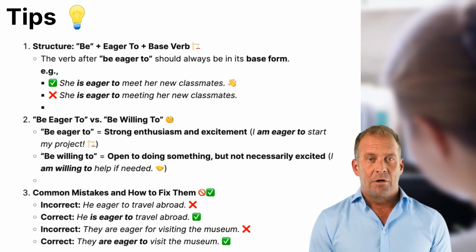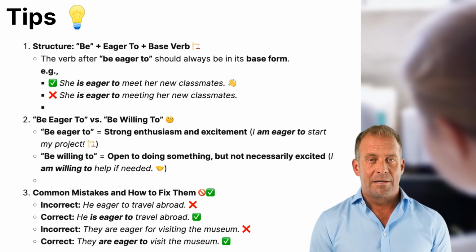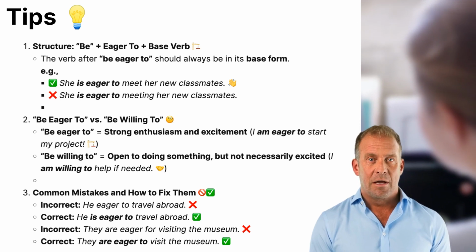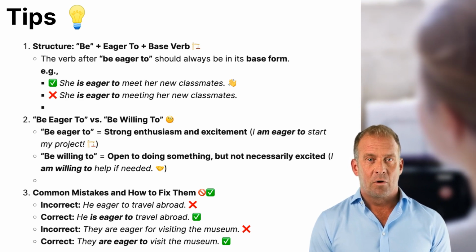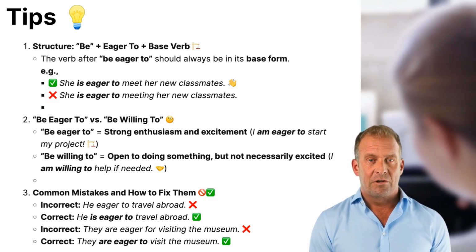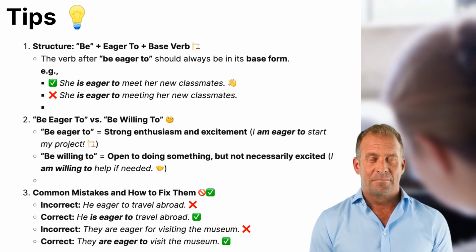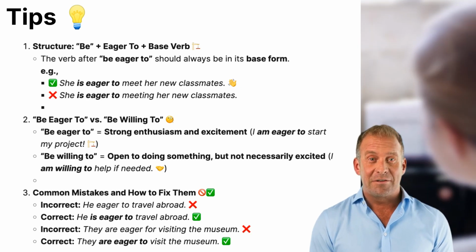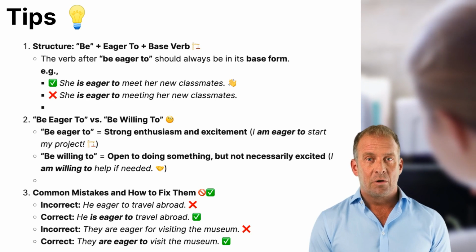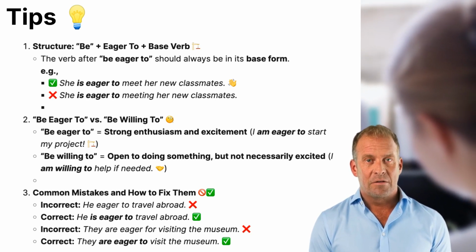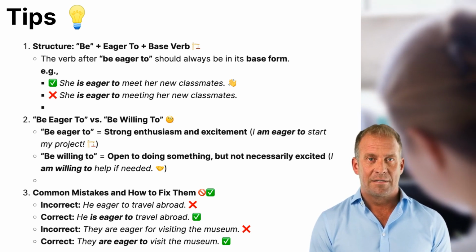3. Common mistakes and how to fix them. Here are some common mistakes English learners make with be eager to and how to correct them. Incorrect: he eager to travel abroad. Correct: he is eager to travel abroad. Incorrect: they are eager for visiting the museum. Correct: they are eager to visit the museum. Always remember, be eager to requires the verb be. Use to plus base verb, not for plus verb-ing.